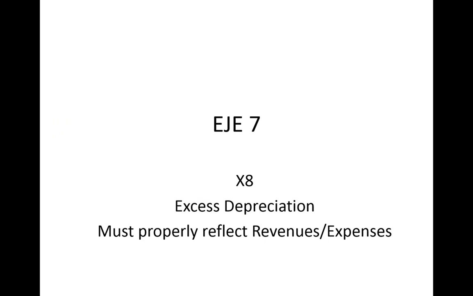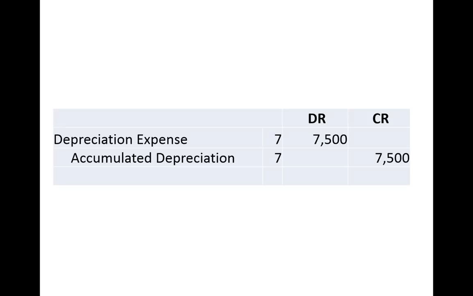And the last thing we need to address is the current year depreciation expense. So the prior EJE handled what we did before. This one is going to address the current year shortfall. So we'll debit depreciation expense, credit accumulated depreciation.